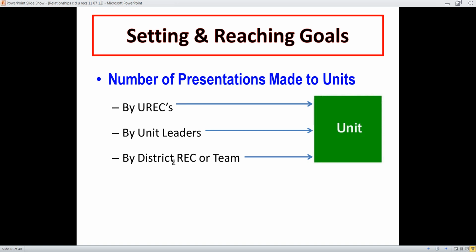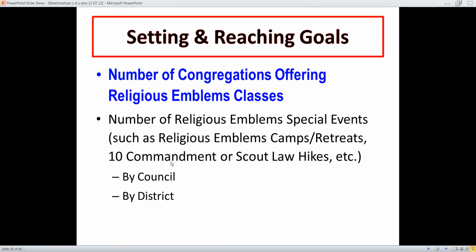There are a number of congregations offering religious emblems classes. This is an important coordination factor as well, because there are groups that are already having special events and training opportunities, or doing 10 Commandment or Scout Law hikes and so forth. Many times they're open to the council, or they may be district events, but I've never really encountered an attitude of, well, you can't come. So even if it's not in your district, this is another one of those ways where there is a give and take and a support of one another.